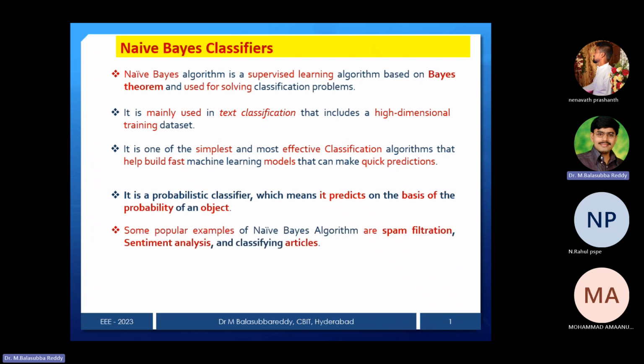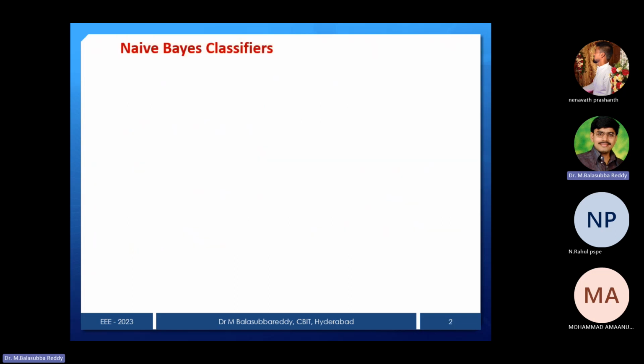Some popular examples of the Naive Bayes algorithm are spam filtration, sentiment analysis, and classifying articles, and there are many more. Suppose a mail comes; it is all classification only. The mail comes, and it is either a spam-related mail or a useful mail. Sentiment analysis is likewise divided like that.